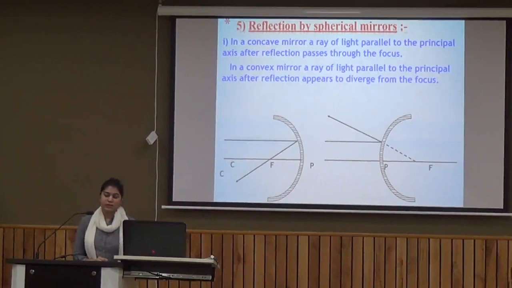The first rule says that in a concave mirror, a ray that is going parallel to the principal axis, after reflection, is going to pass through the focus, right? And what happens in the case of a convex mirror? A ray of light that is parallel to the principal axis, after reflection, appears to diverge from the focus. So that is the first rule.